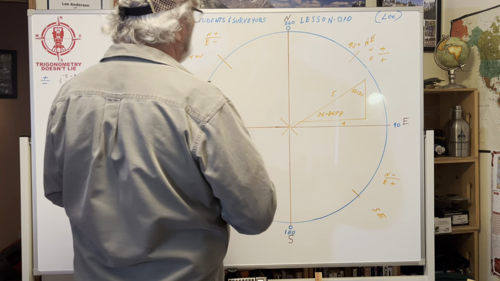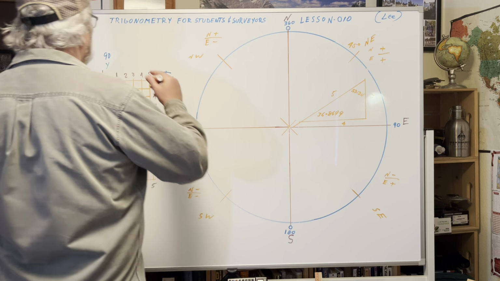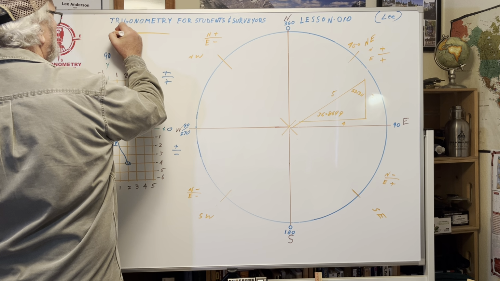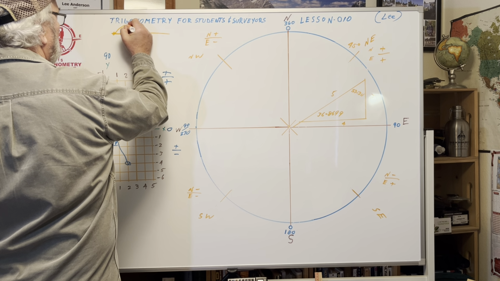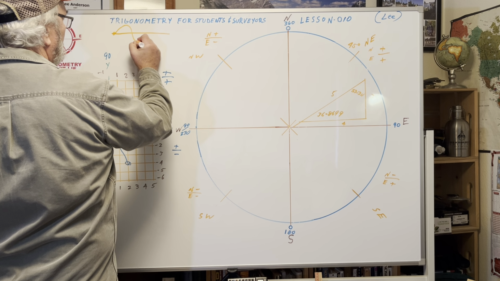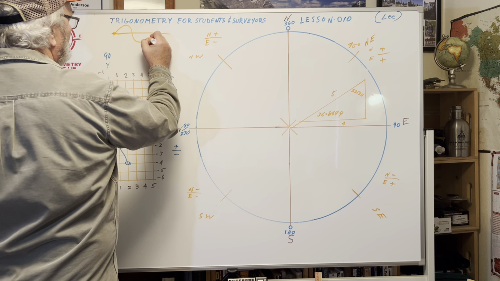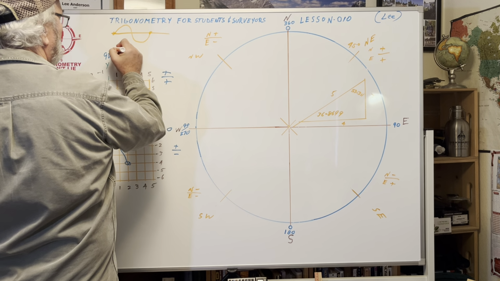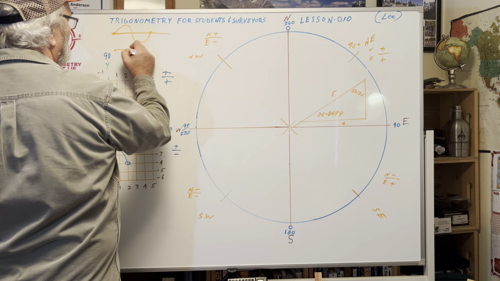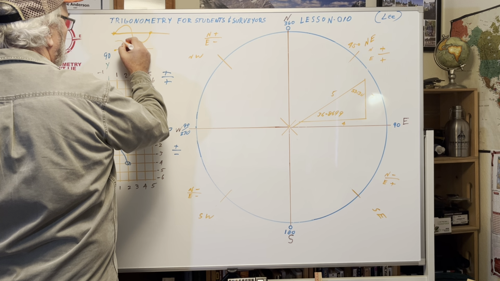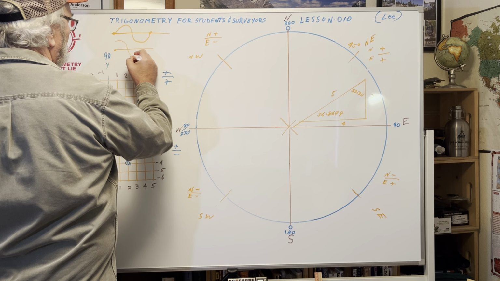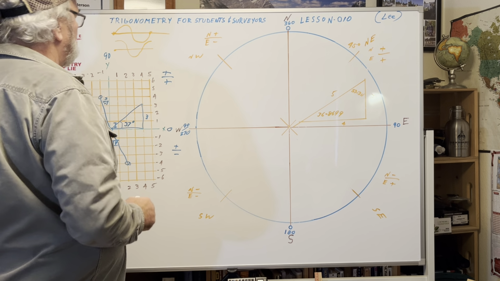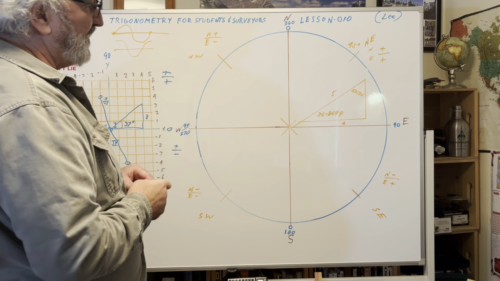So what we have is a sine. The sine runs like this. Starts at 0, goes up to 90, back to 180, back to 270, and then back to 0. And the cosine starts here at 0, 90, 180, 270, and then back to 0. That's a cosine, that's a sine. So they're 90 degrees apart.